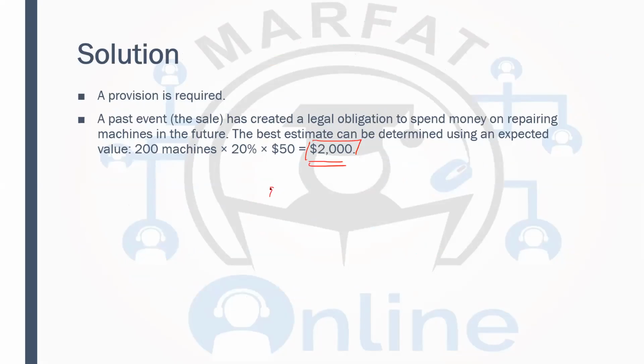So what is going to be the double entry? Debit profit or loss, because we're going to book this as an expense or loss in the statement of profit or loss, and credit provision because this is actually a liability. 2000.